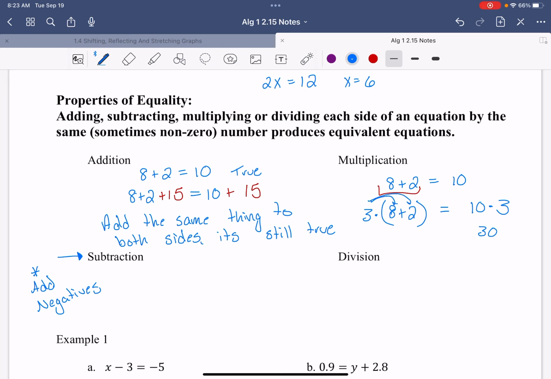Okay? And from our last section, we had that distributive property. 3 times 8 is what? 24. Plus 3 times 2 is 6. I still get 30. It's still true.